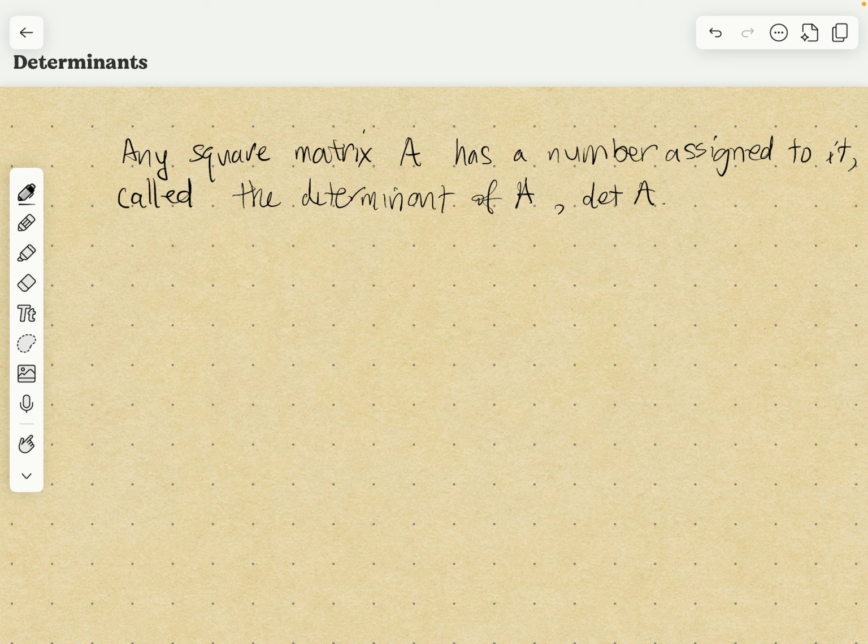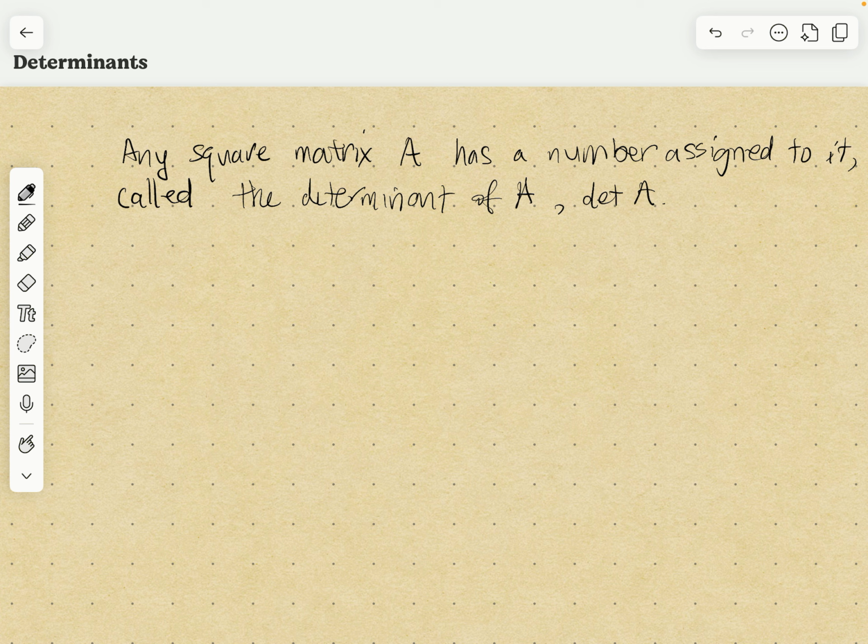And in this video, we're going to define what that number is, the determinant of a square matrix, and look at some properties. And determinants show up in multivariable calculus. They're related to volumes of certain shapes.